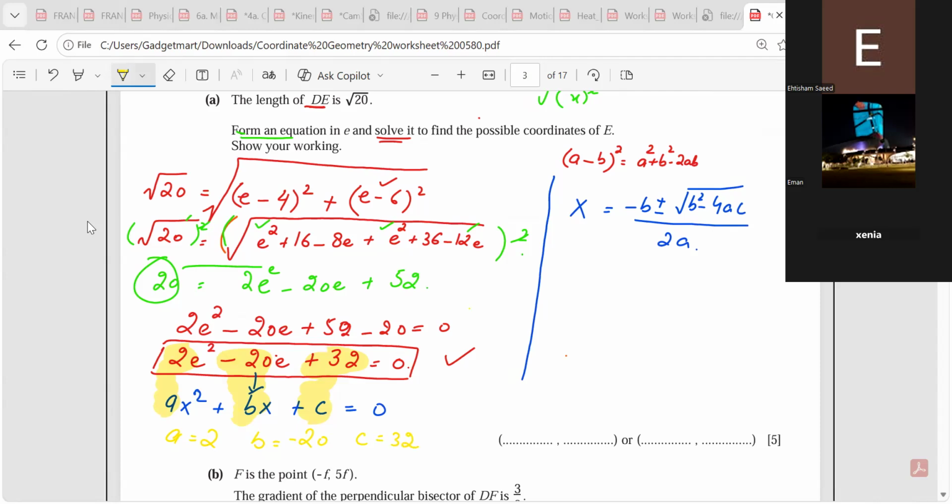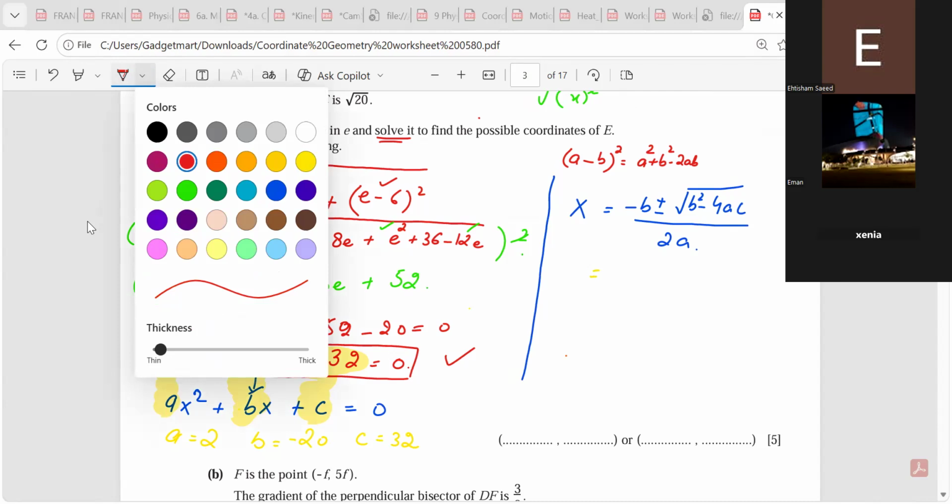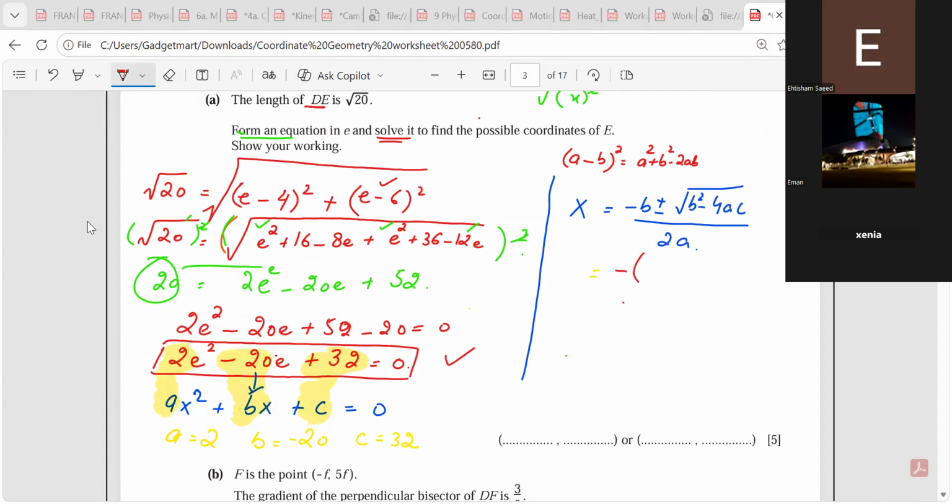So let's put it in the equation and solve it. So when we put this in the equation, minus b, with b inside the bracket. What is b's value? B's value is minus 20 plus minus. Okay, now here b square. What does that mean? B square is minus 20 square, then minus 4. A is again 2 and c is 32, right? Divided by 2, and then a's value is again 2. So you will be solving it.